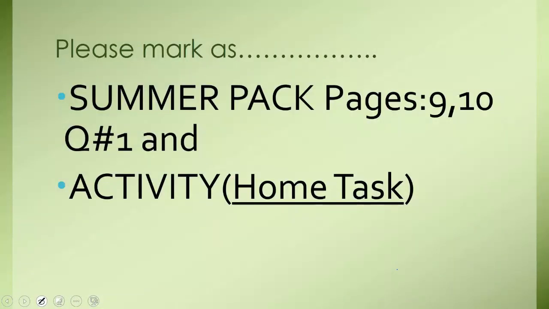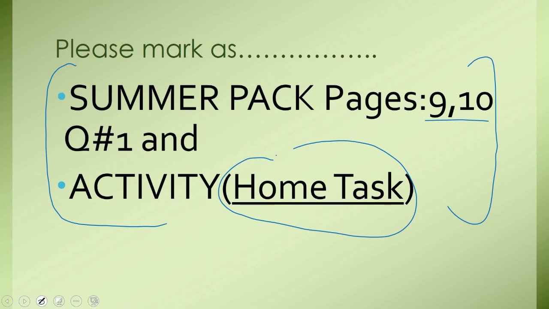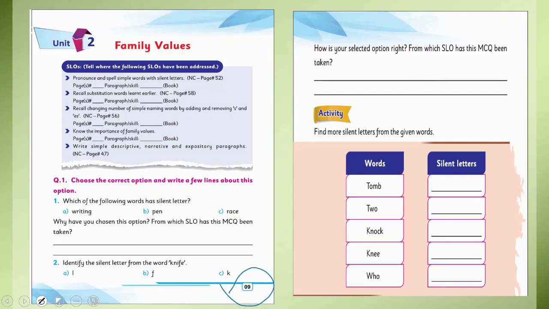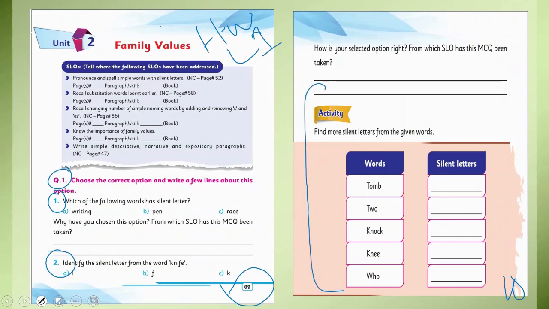For further more practice, please open your summer pack on page 9 and 10 and mark your home task on it. Page number 9, question 1, part 1, 2, and then on page number 10, you can write it here as your home task for lecture 1. And this activity from the chapter 2, family values, you have to attempt on your own. You can also see the SLO written here on the top of the page. Pronounce and spell simple words with silent letters.